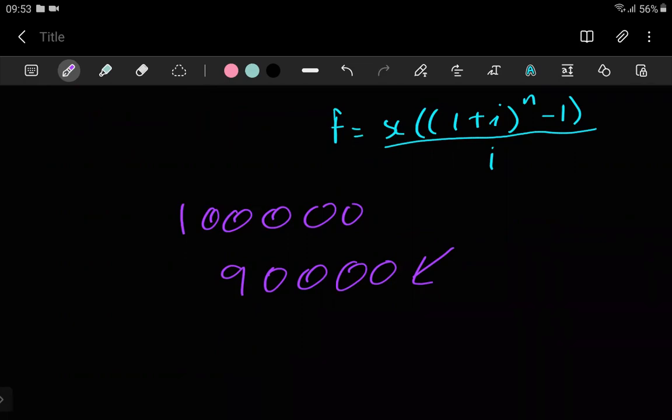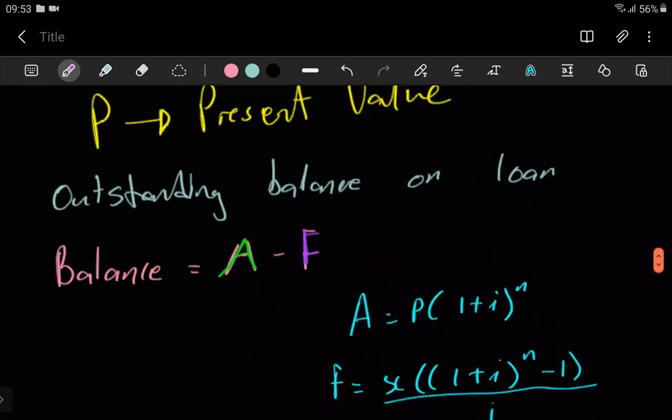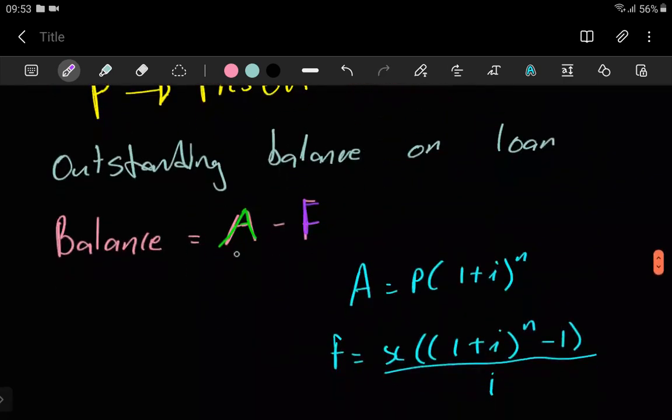With that kind of setup, this is where your balance formula comes in, because it says that the interest on the loan is going up, but at the same time you're paying it off. Depending on when they want you to work out the outstanding balance, they can say work out the outstanding balance after 4 months, after 5 months, after 3 years.